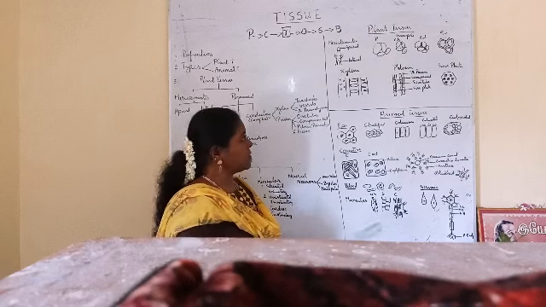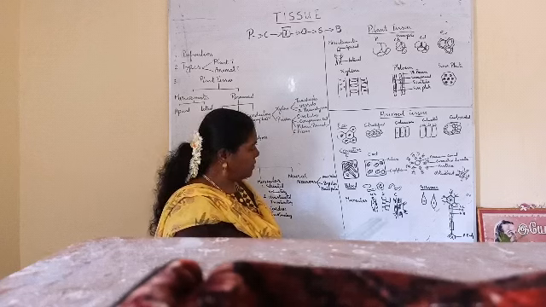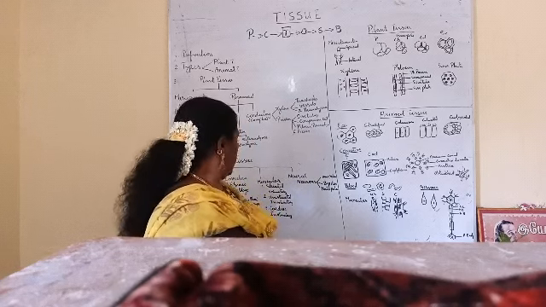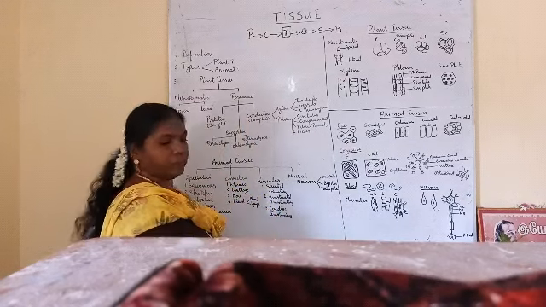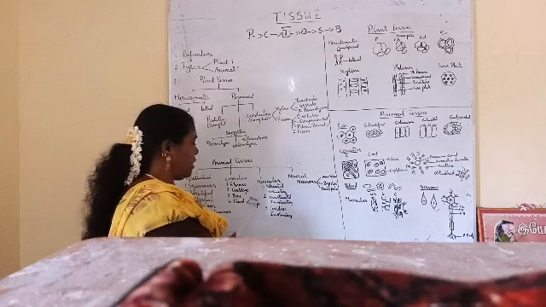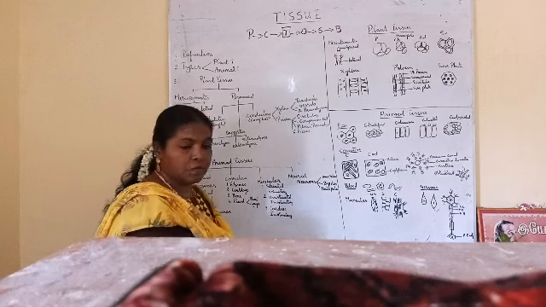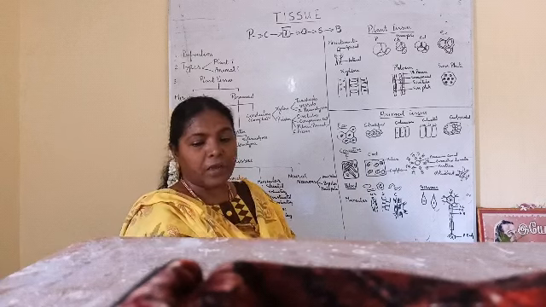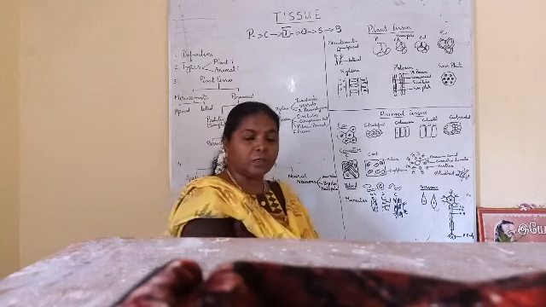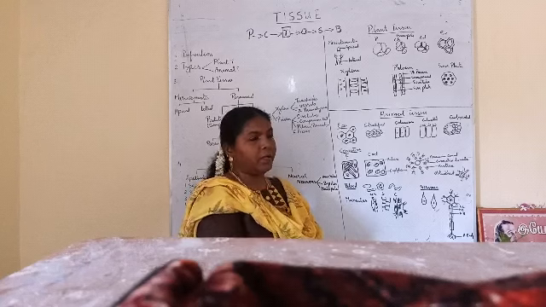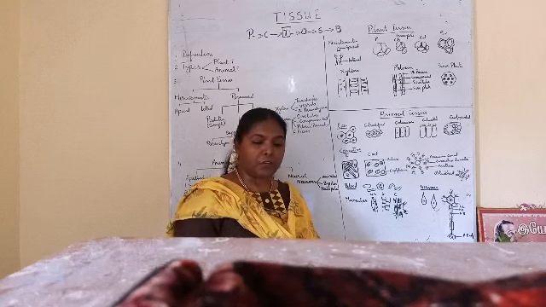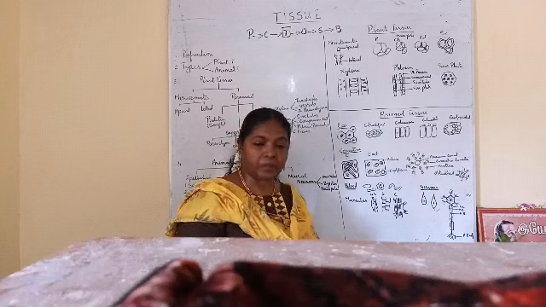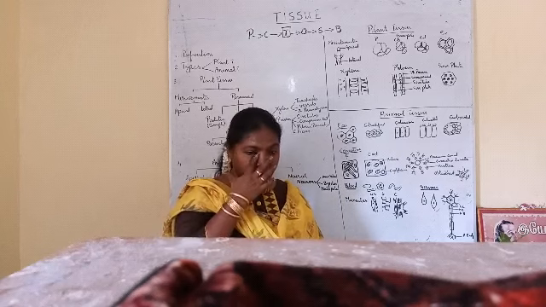Okay. The next one is muscular tissue. Of course, our bones are covered by muscles, and if you have any pain in the muscles, you cannot do any work. Okay, they are very important. And these muscles are also of different types: smooth muscles, striated muscles, and cardiac muscles.